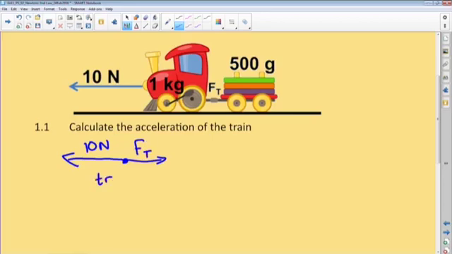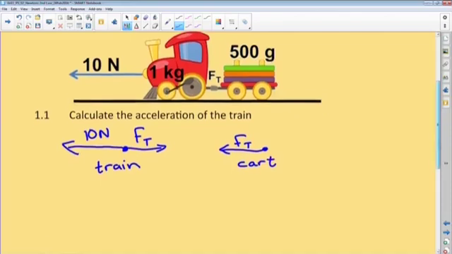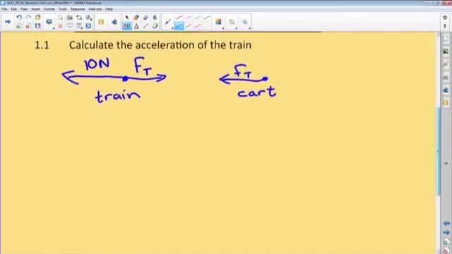So this is for my train. Then for the little cart, all I've got acting left and right, oh, and I can't draw straight today, is my tension acting to the left, and that is my cart. Okay, so I've got my force diagrams now. Now let's have a look what I can do.